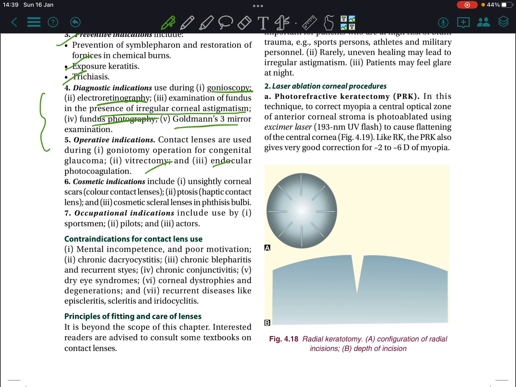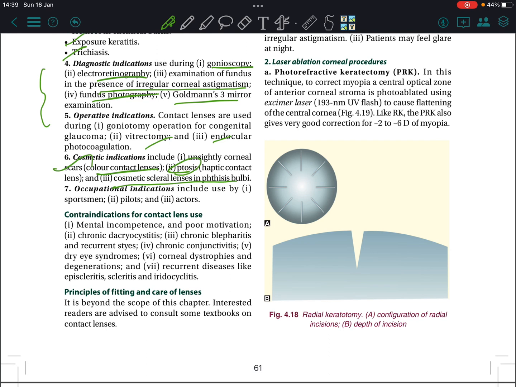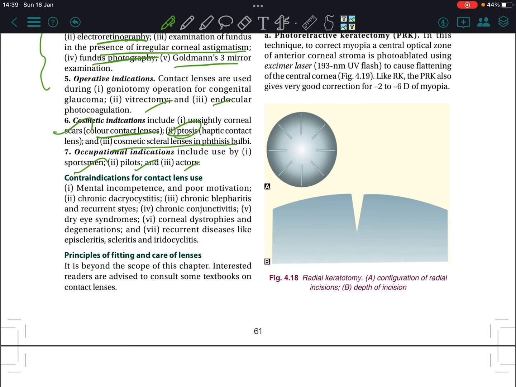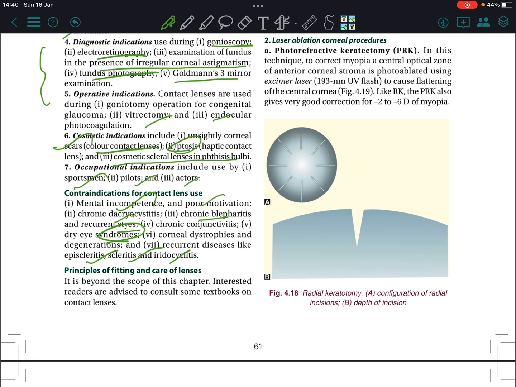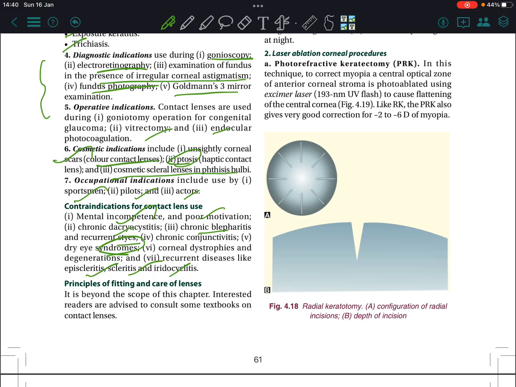Cosmetic indications: unsightly corneal scars, ptosis, cosmetic clear lenses, use by sportsmen, pilots, and actors. Occupation. Contraindications: mental incompetence, poor motivation, chronic dacryocystitis, chronic blepharitis, recurrent styes, chronic conjunctivitis, dry eye syndromes, corneal dystrophy, recurrent diseases like episcleritis, scleritis, iridocyclitis, uveitis, etc.